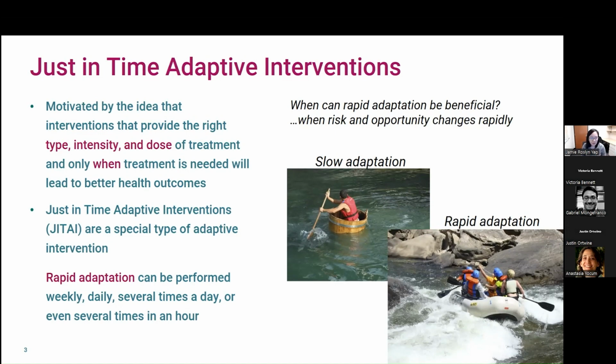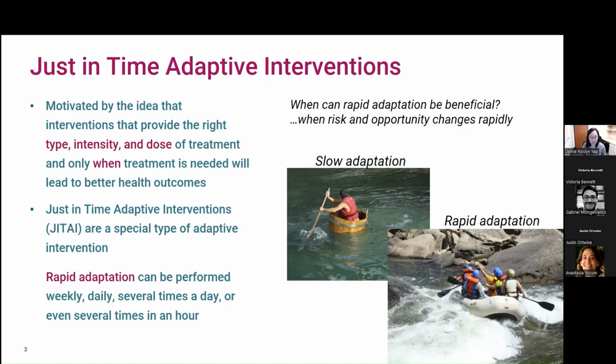So now you might ask, when might rapid adaptation be beneficial? Well, I think the answer to that question can be captured metaphorically with the 2 pictures that you see on your screen right now. So now you see the man in a paddle boat. That's an example of slow adaptation. The winds and waves in that river are quite gentle. So the way he assesses risks and opportunities are much slower compared to the picture that you see on the lower right hand of the screen. There, some friends are doing whitewater rafting. So their assessment of the risks and opportunities in that river has to be really quick.